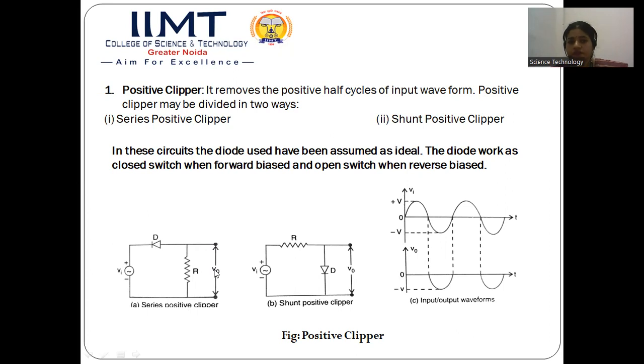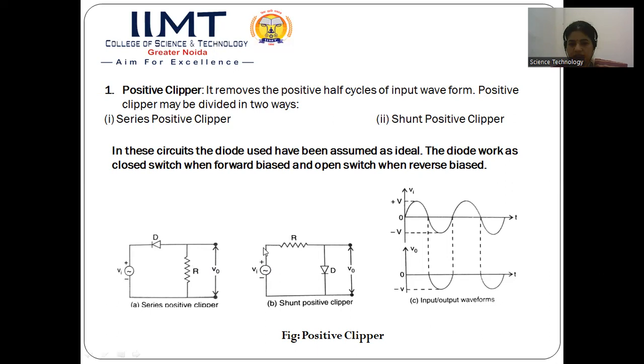So that was about the series positive clipper. Now we'll discuss the shunt positive clipper. This diagram B is showing the shunt positive clipper. For the input and output curve, I'm again considering the figure represented in C. So now let us consider these two images, that is B and C. Again, you can see clearly that the position of the diode is changed now. Now the output is being obtained across the diode. So this is the input signal.